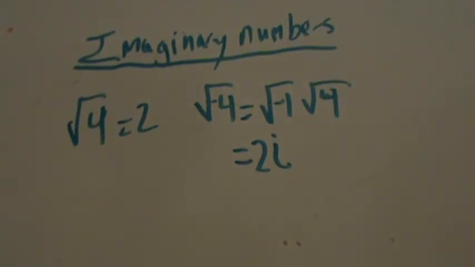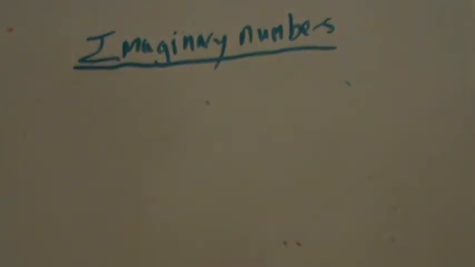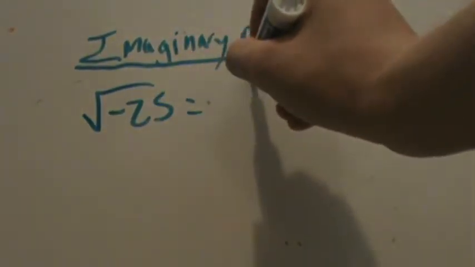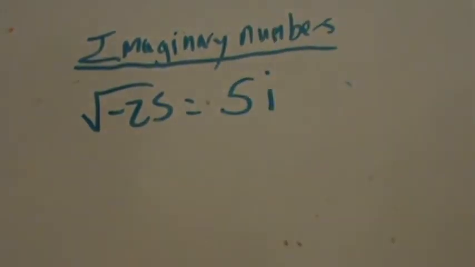And if you were to do other examples, you would find that this would work out with other square roots as well. So if we had the square root of -25, this is equal to 5i, because i is the representation of the square root of -1, and the square root of 25 is 5. So this is the equivalence we have here.